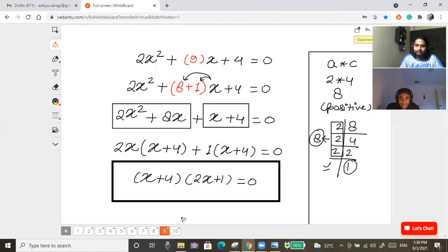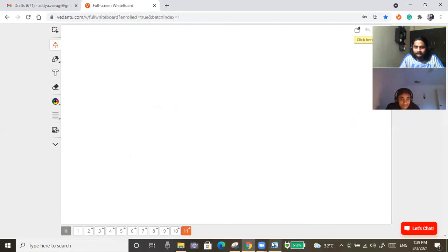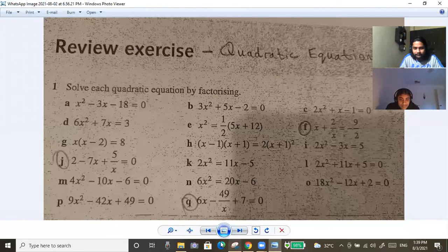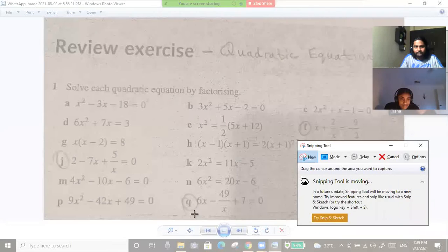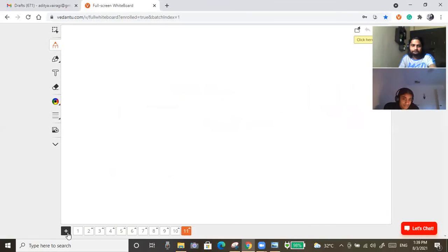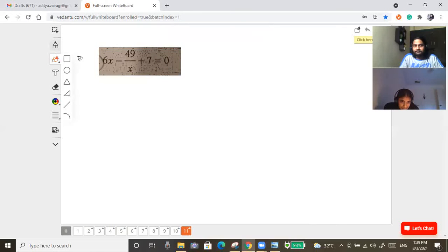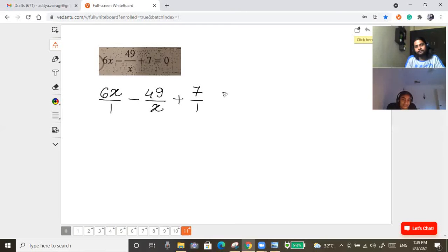Okay. All right, let's begin the next question. I think this will be more clear to you. I'll just show you. This is the next question, the Q part. I'll get it on the board. Again, this is not in the standard form, right? So for that reason, you keep the terms in the form of a fraction. So 6x over 1 negative 49 over x plus 7 over 1.